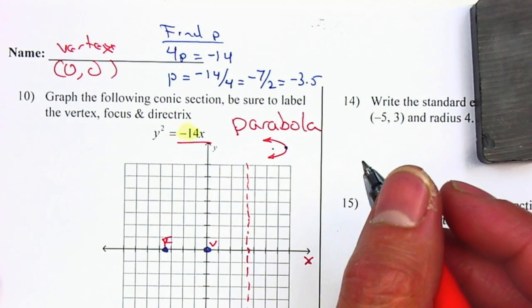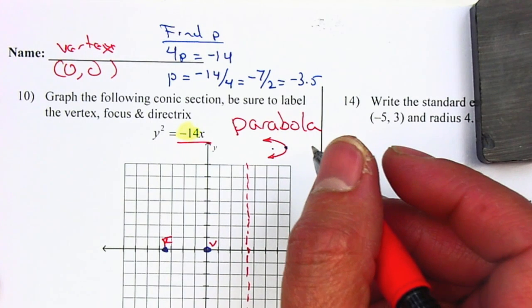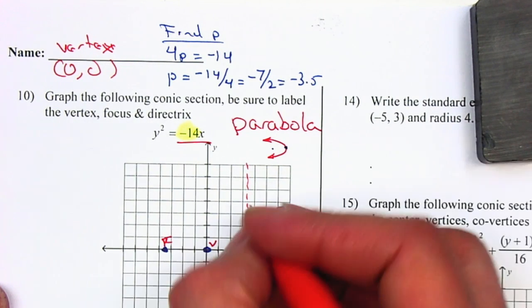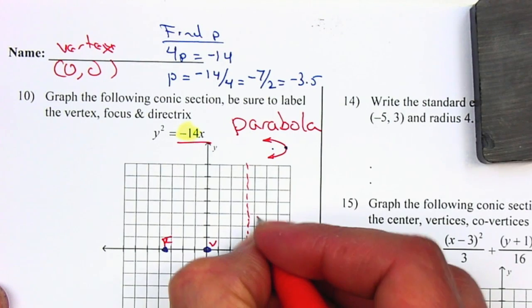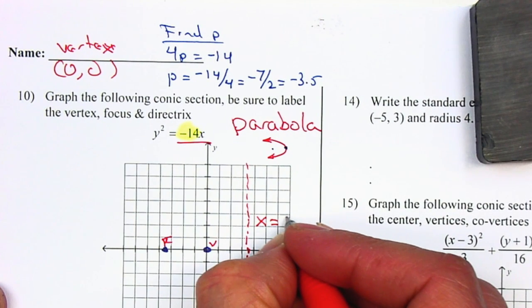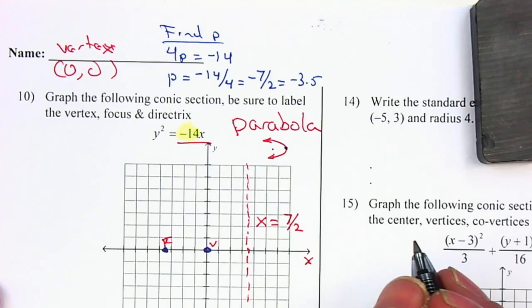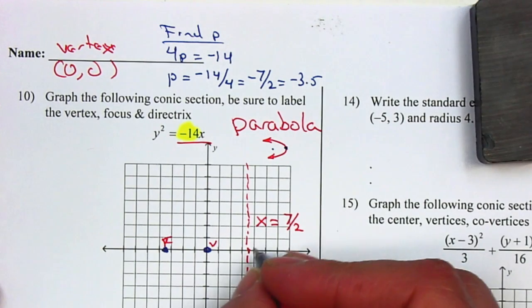You want to be able to write down the equation for your directrix. So it's crossing the x-axis, so it will be x is equal to 7/2 or 3.5. Either one will be fine.